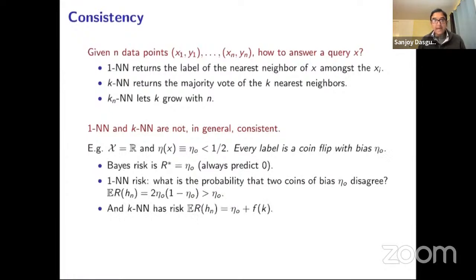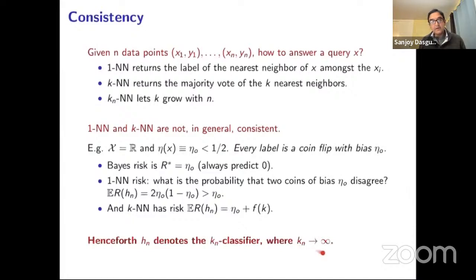And similarly, k nearest neighbor for a fixed k also has a risk that is the minimum possible, eta 0 in this example, plus some fixed function of k that doesn't go to 0. So if you want consistency, you have to do k nearest neighbor and you have to let k go to infinity. So that's the sort of nearest neighbor classifier that we'll be using. There's no getting around that.